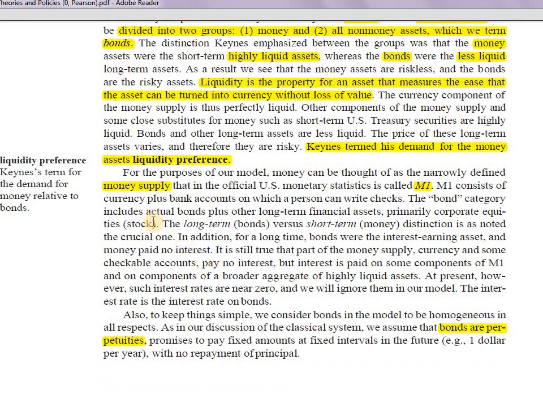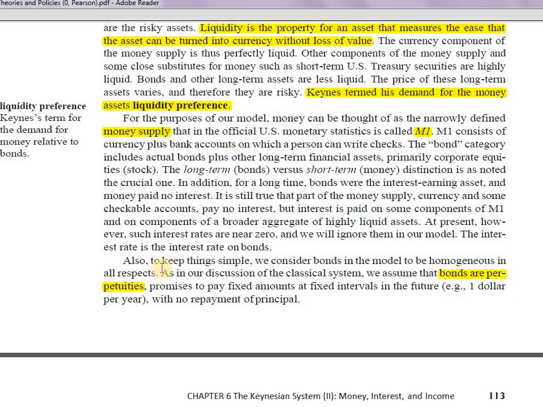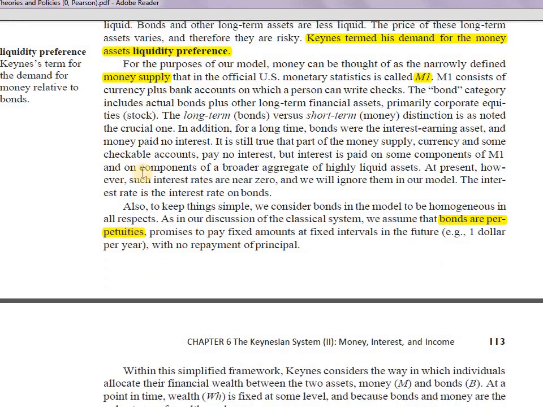All right. Now what exactly is liquidity preference? Preference for liquidity is liquidity preference, and liquidity is money. So Keynes termed his demand for the money asset as liquidity preference. It's like we want to keep money in liquid form, and that is our liquidity preference.